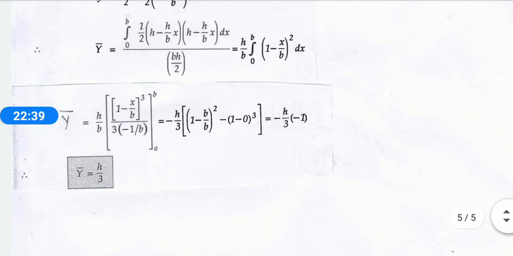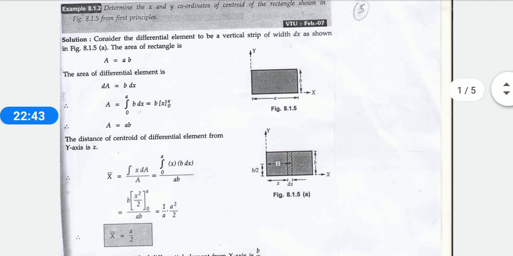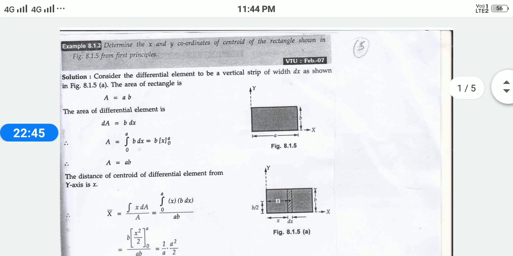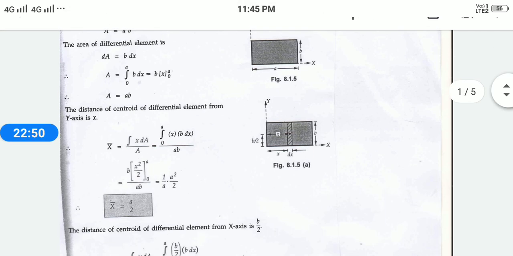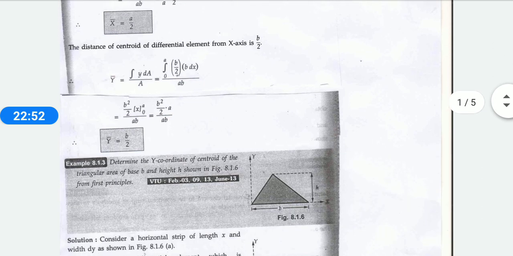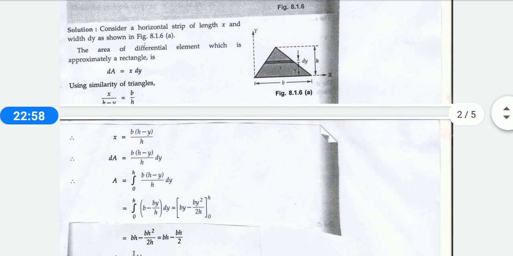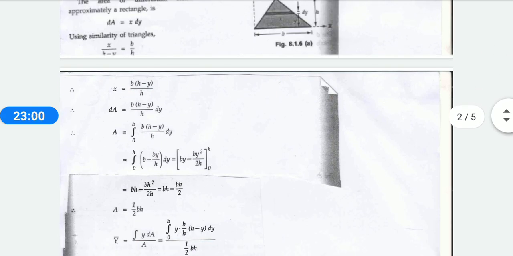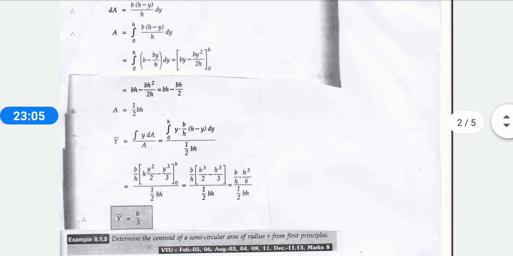This is your problem related to first principles. The only thing you need to know is that for your rectangle, area is equal to a into b, x bar is equal to a by 2, y bar is equal to b by 2. When you are using your normal triangle, your area will be equal to half into b h, y bar is equal to h divided by 3.